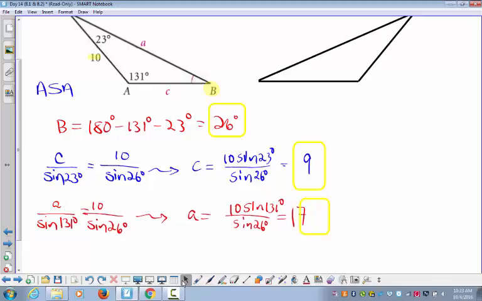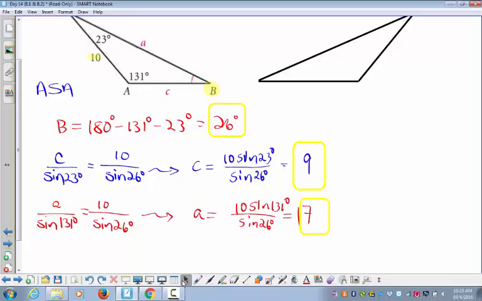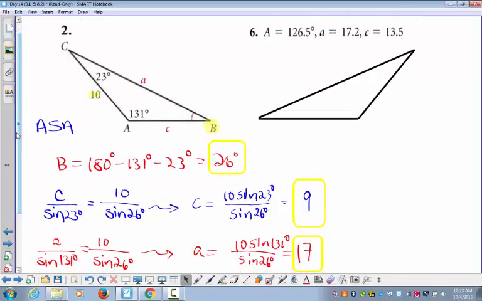A little space for the next one. All right. Let's take a look at this one. So here, this is more common. We're not given a picture, but we should be able to generate the picture pretty easily. What we have is one obtuse angle, so that's definitely going to be down here. We have 126.5 degrees, and that's angle A. So side A will be opposite it, 17.2. And then C is 13.5. It doesn't matter where we draw it. We can draw it in either one. I'll just draw it there.